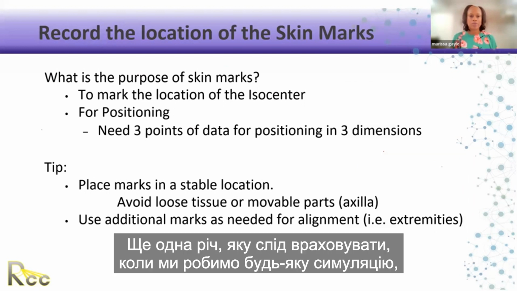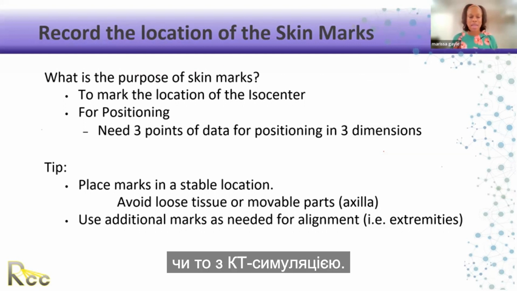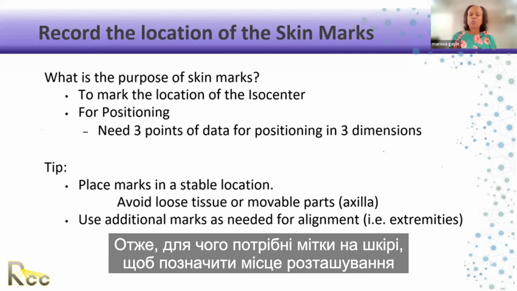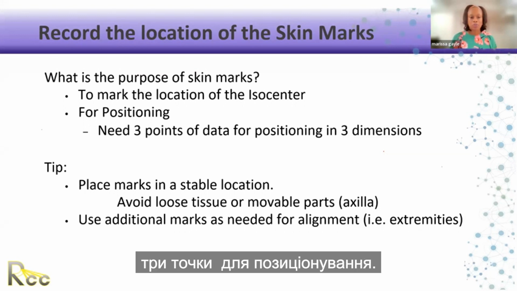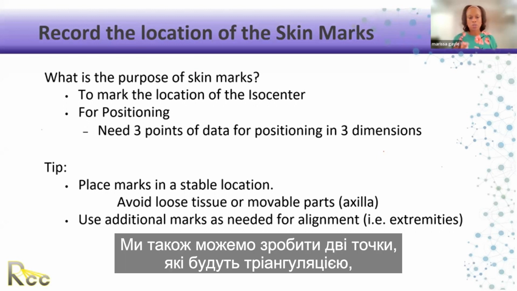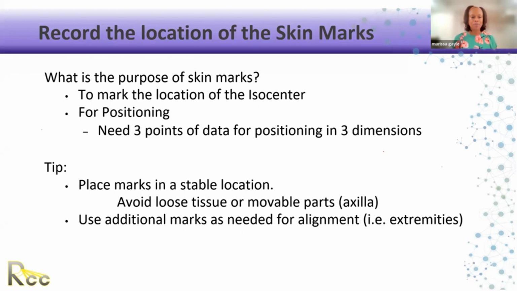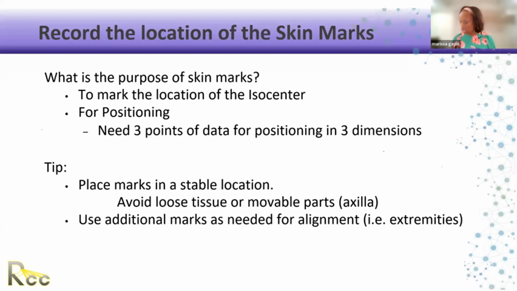Another thing to take into account when we're doing any kind of simulation, be it with a conventional sim or with a CT sim, is that we need to mark the skin. So what's the purpose of skin marks? To mark the location of the isocenter for positioning, and we need either 3 points of data for positioning. We also could do 2 points, which would be biangulation; 3 points would be triangulation. And we also want to put the tattoos in a stable position.